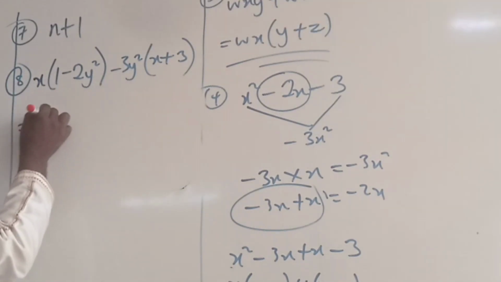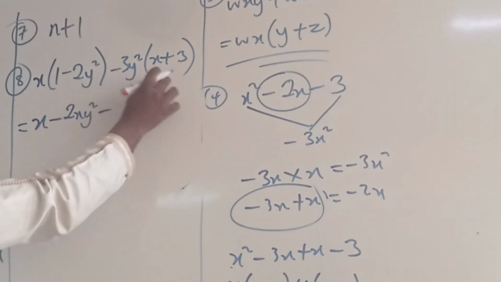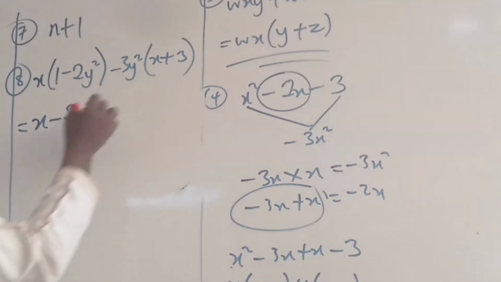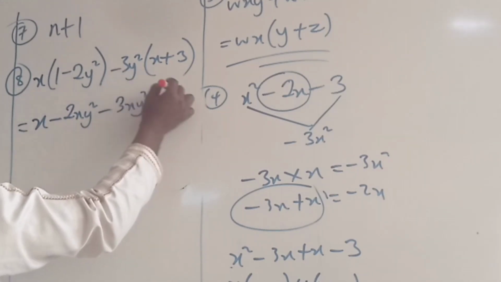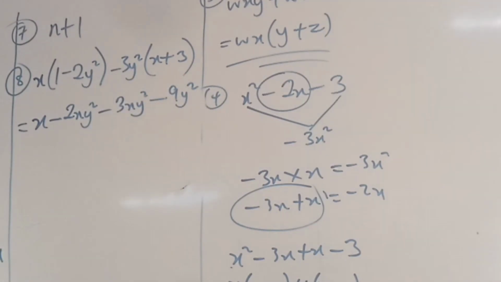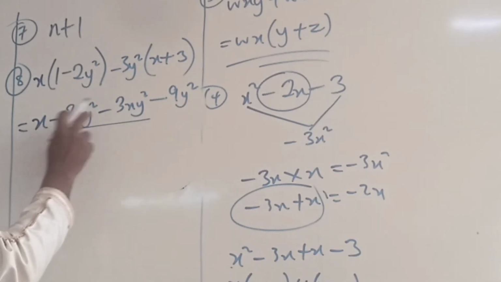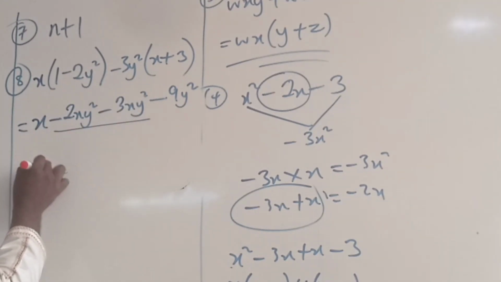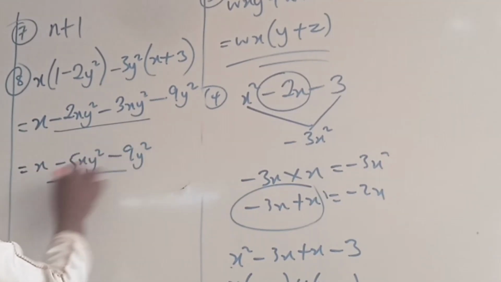So x times 1 is x, minus 2xy squared, minus, we use this to open this again. That is minus 3xy squared minus 9y squared. After this, we look at what is common. This and this are common because xy squared, xy squared. So minus 2xy squared minus 3xy squared will be what? Minus 5xy squared minus 9y squared. That's the answer.